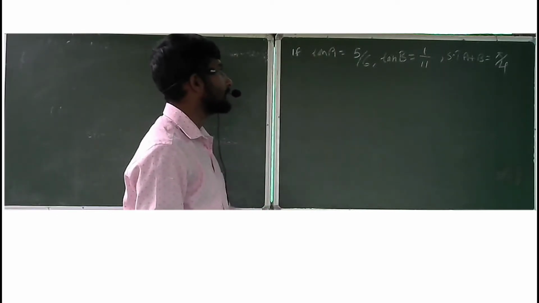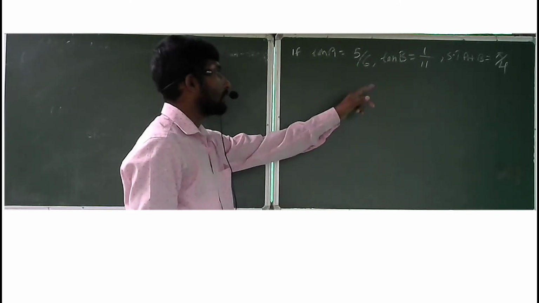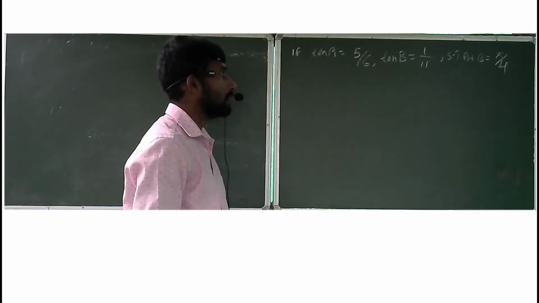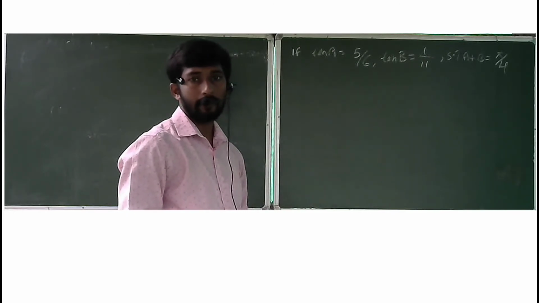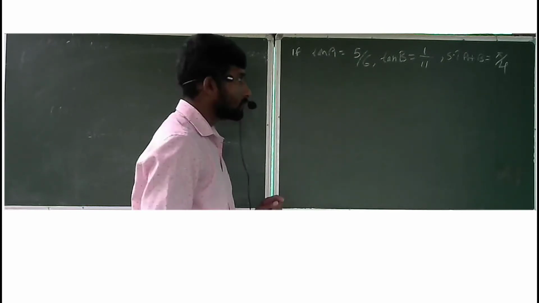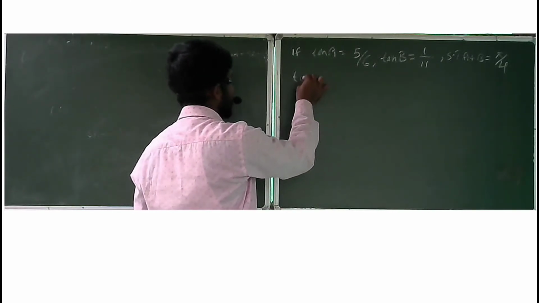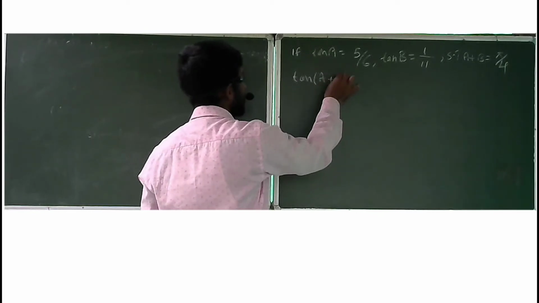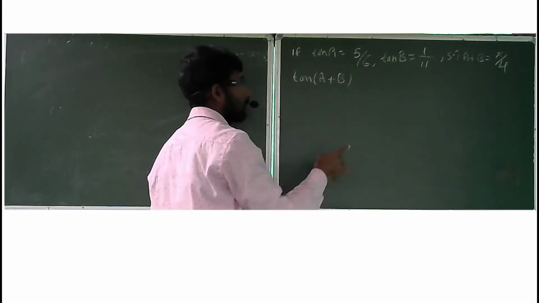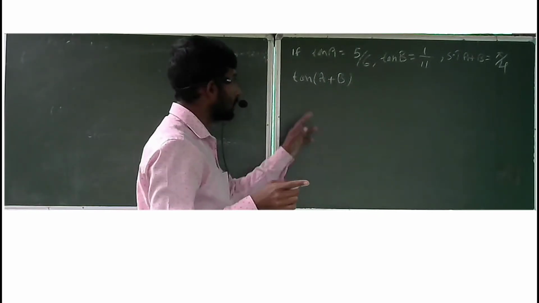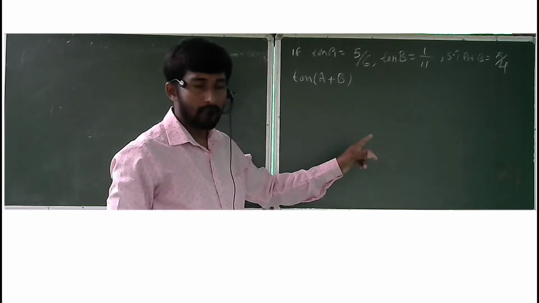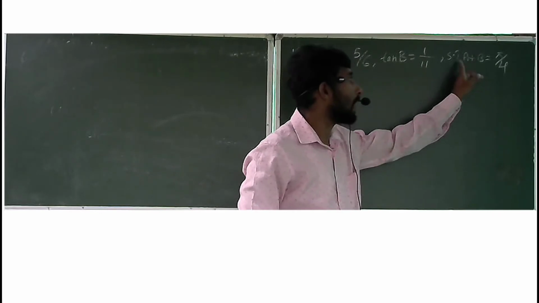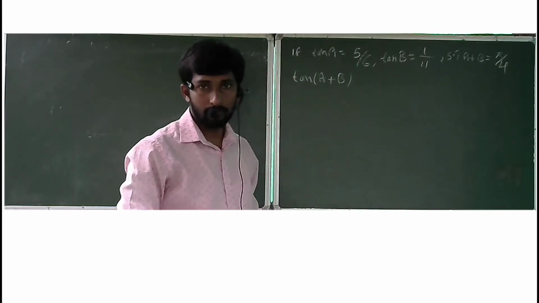See the next question. If tan a is equal to 5 by 6, tan b is equal to 1 by 11, show that a plus b equal to pi by 4. Pi by 4 is nothing but 45 degree, right? First consider tan of a plus b. Because tan a and tan b values are given, you will get that angle value in tan of a plus b only. Why are you applying the a plus b formula? Because you need to show angle a plus b is equal to pi by 4.